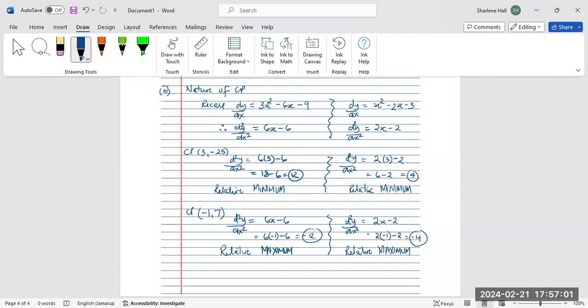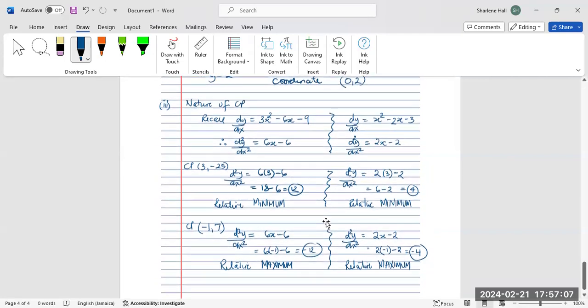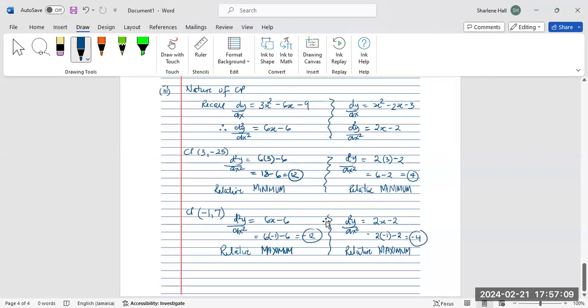So that's the nature of the critical point. Then I'm going to ask now to calculate... Oh, I finished it already.